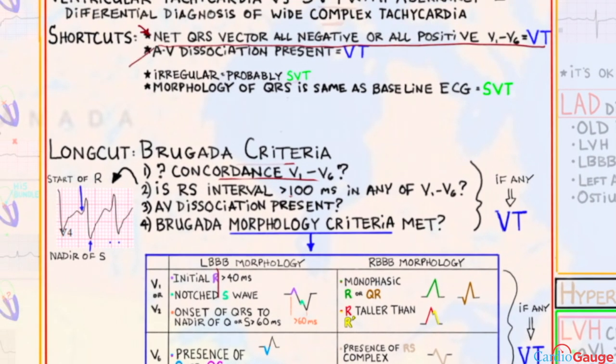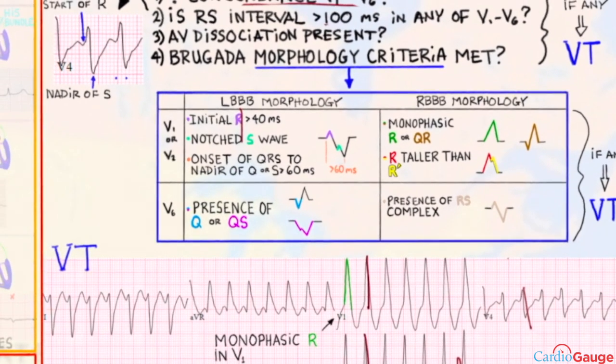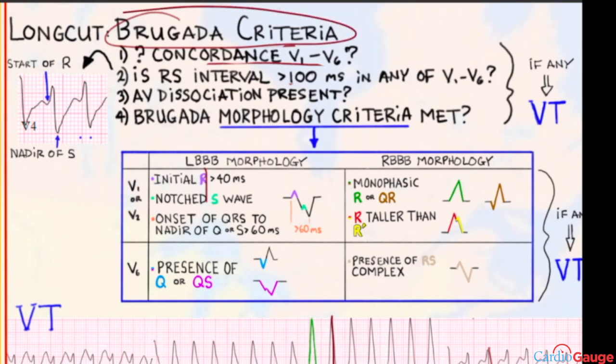Then we look for AV dissociation, and as I mentioned, we can't see any P waves there, so can't tell. We ask, is it irregular? And it was regular. And then we don't have an old ECG to look at, so we can't say if the morphology is the same as when the patient's having normal rhythm. So we're stuck with the Brugada criteria, and there's no concordance.